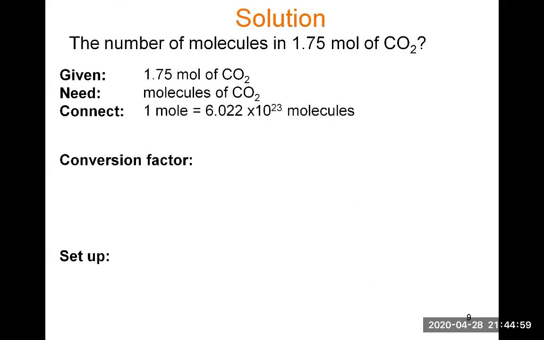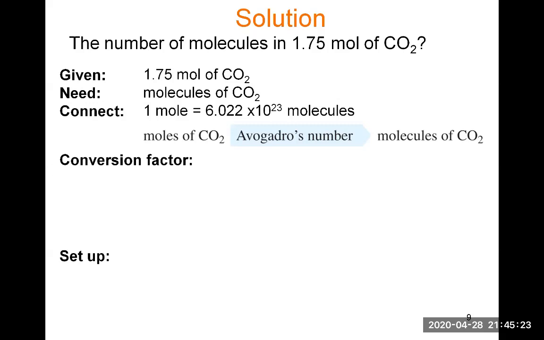So we know that we will need to use the definition of the mole with the Avogadro number. And the particles here will be called molecules because it's molecules of CO2. Next, if we write the roadmap, we see that we start with moles of CO2 and we want molecules of CO2. And what will relate those two units is the Avogadro number and the definition of the mole.